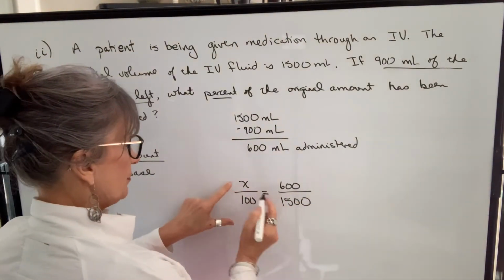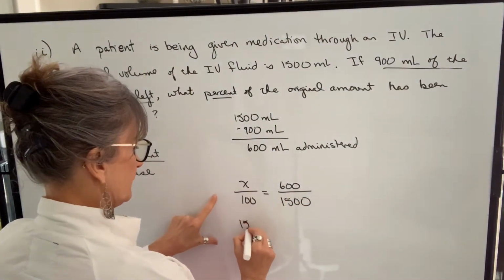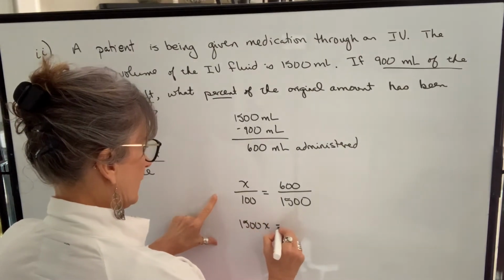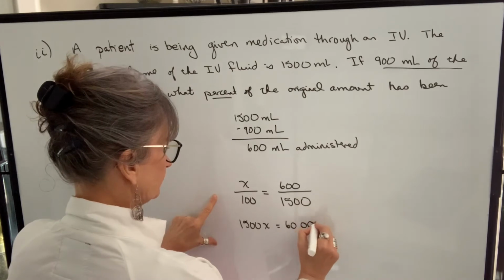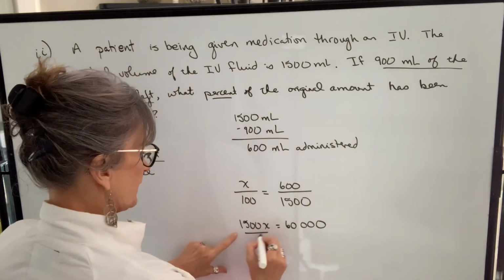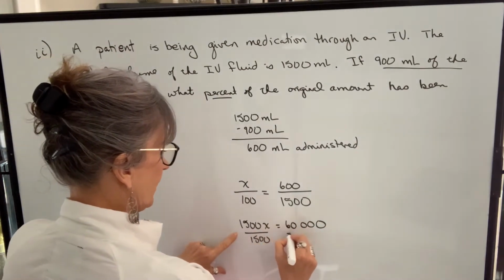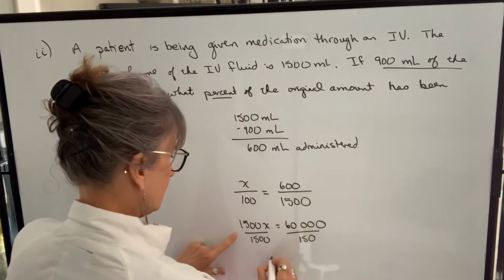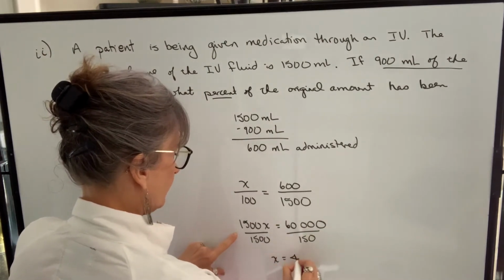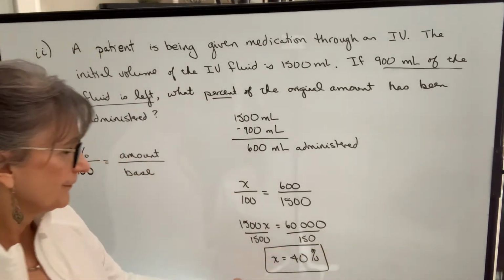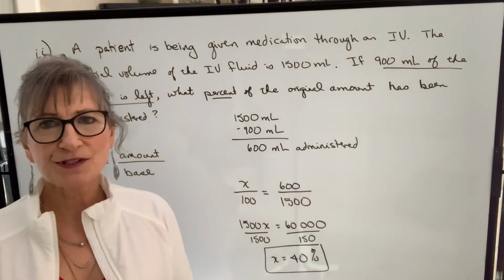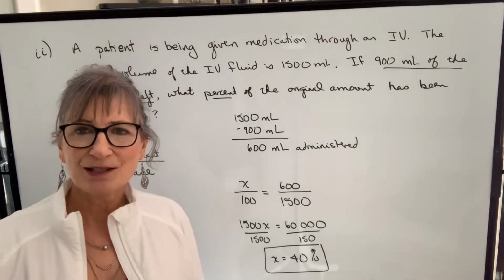We're going to cross multiply, so x times 1,500 will equal 600 times 100. Then we divide both sides by 1,500 to solve for x, and we get 40. So our answer is 40%. Let's take a look at some more examples.